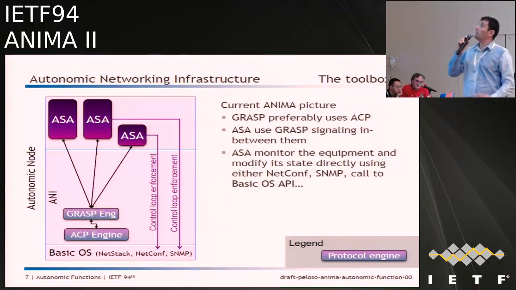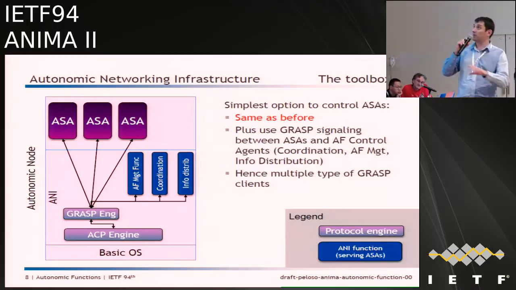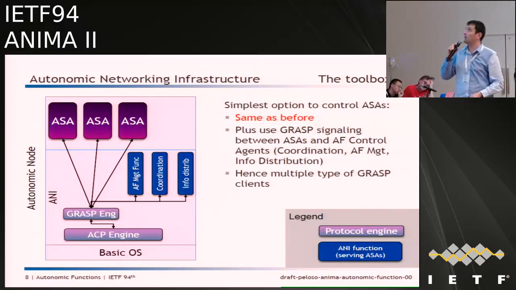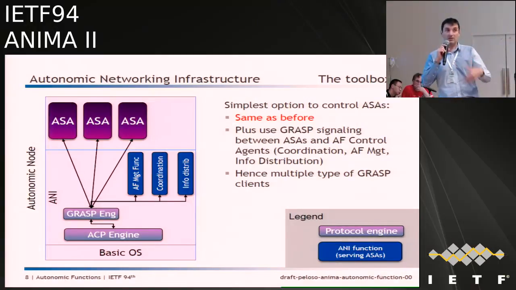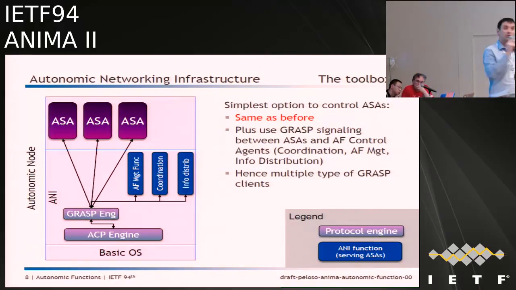Next slide, please. With the next slide, what we propose is to get exactly the same thing and just add inside the autonomic network infrastructure this meta management function, like coordination, information distribution, and AF management function. One option would be that this meta function would use GRASP to do signaling with the ASA. As they have to control the ASA, and some of the GRASP messages allow this, then use GRASP to communicate between this meta function and the ASA.